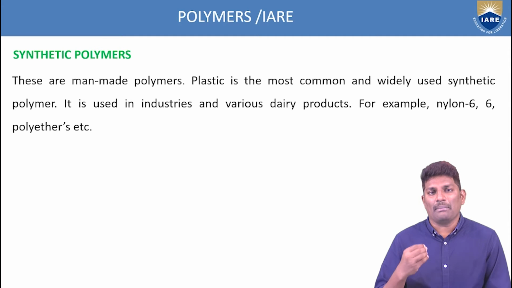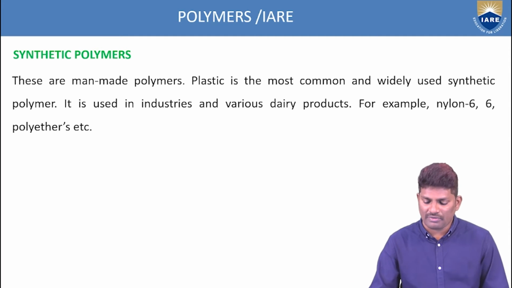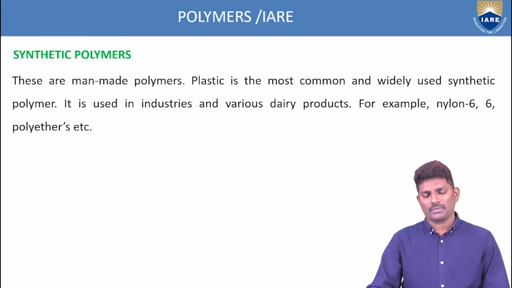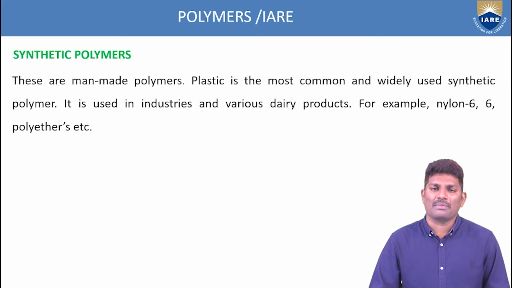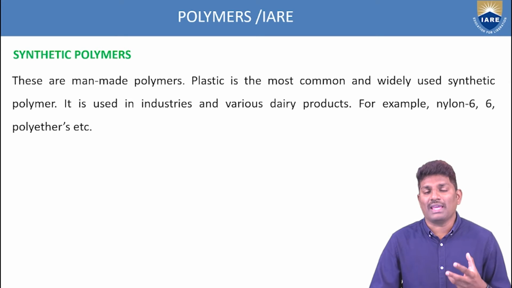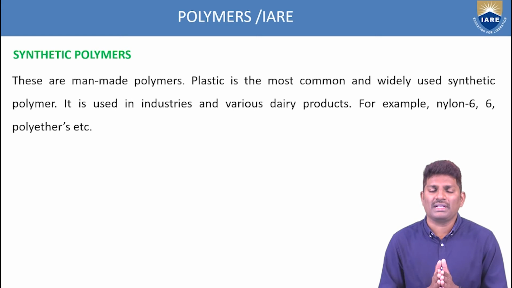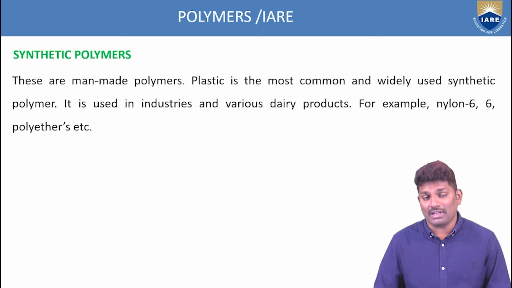Okay, these are all the man-made polymers. If you see the examples, you have nylon, polyethylene. So these are some of the examples of the synthetic polymers. So we have three types of categories under the nature of the availability of the polymers. First one is what? Synthetic, second one is semi-synthetic, and third one is natural. So these are all the three different types of polymers which come under the category of availability of the source.